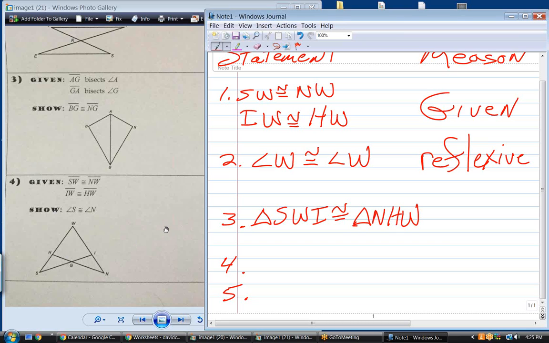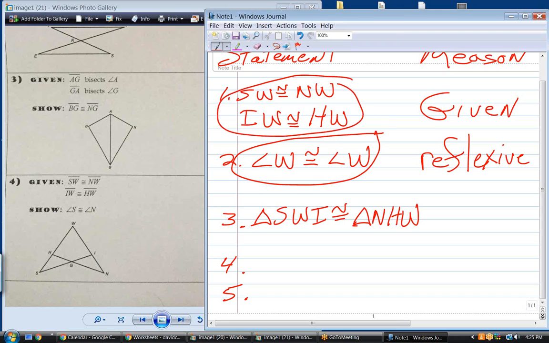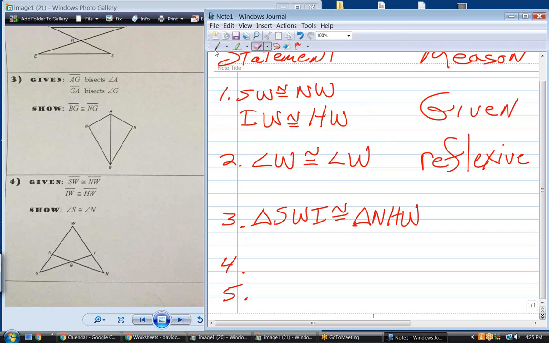Would that be angle side angle? No, we only have one angle. There's only one angle. There's two sides. So the answer has to have two S's and an A in it. Side angle. That's actually not congruent. You can't prove congruency with side angle.